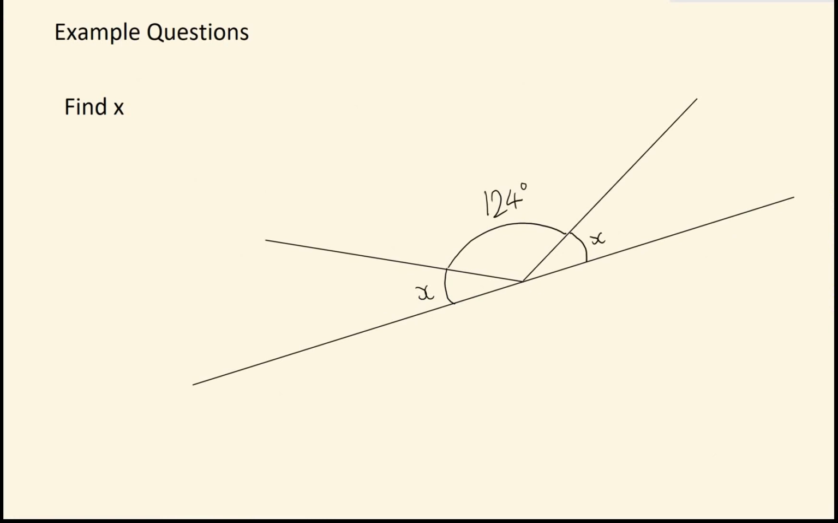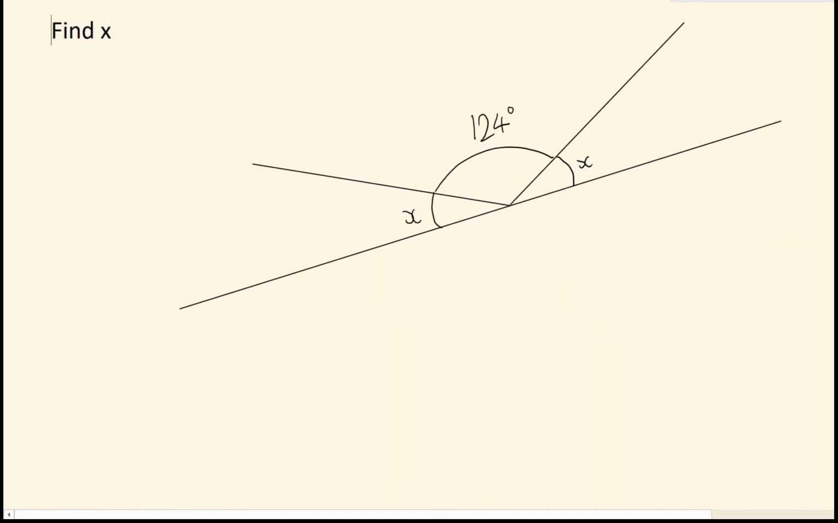Okay, another one. This one's slightly more awkward because we have two missing angles. We have two x's. Key to remember for this is that if two angles have the same letter, that means they are the same angle. So this angle is the same as this angle.